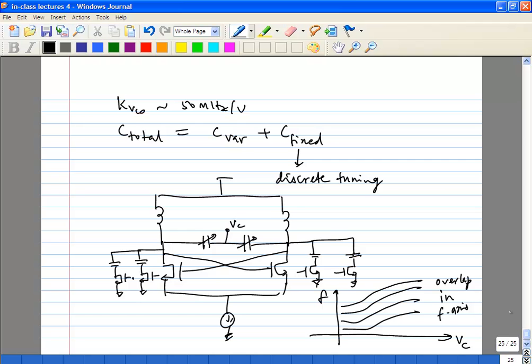Okay, so let's stop here. We will continue next class. I think I still have a little bit more on the VCO, maybe 10 to 15 minutes, so we'll cover it next class.